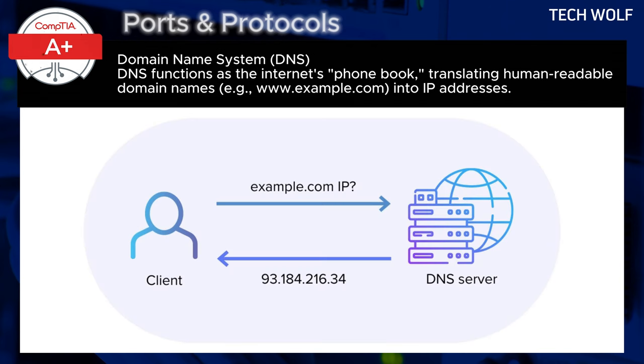DNS, or Domain Name System. DNS functions as the internet phone book, translating human readable domain names, e.g. www.example.com, into IP addresses. This enables computers to locate and connect to the correct servers, and DNS primarily uses port 53, handling both queries to DNS servers and responses from them. This translation allows seamless internet browsing.